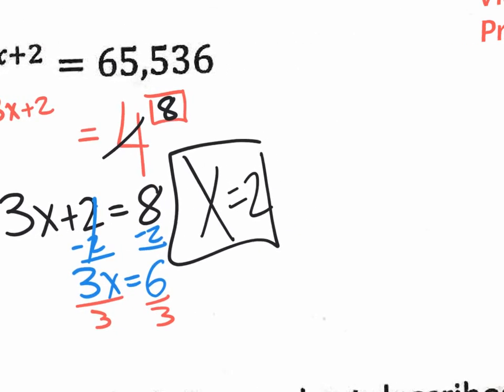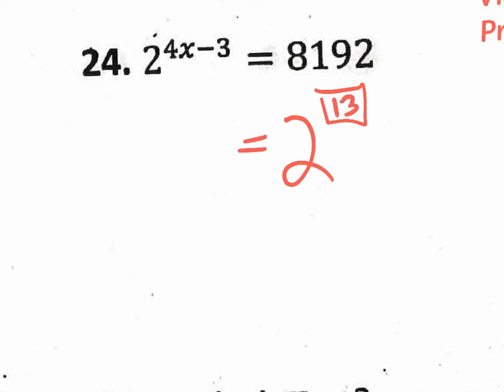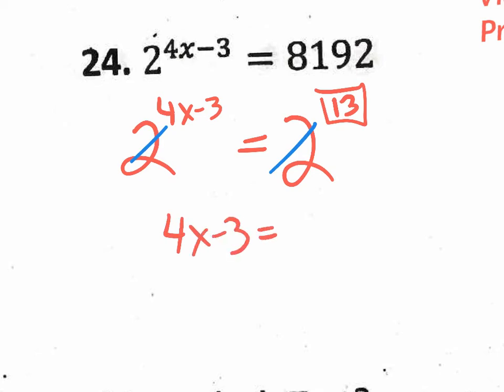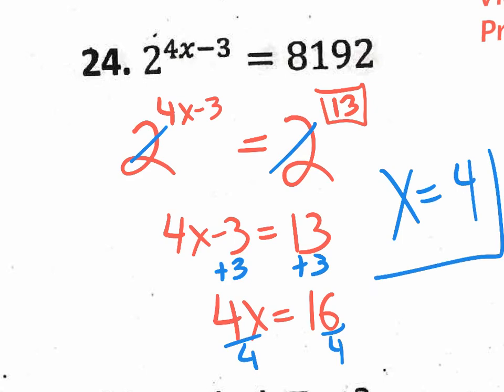Let's try the last one, number 24. 2 to what power? 13. 13? Okay, you guys have the calculators. So 13 equals 2 to the 4x minus 3. Of course, you're able to scratch out the 2's and create your new equation that says 4x minus 3 equals 13. And then you could solve it by adding 3. You're going to have 4x equals 16, which means x equals, when you divide both sides by 4, 16 divided by 4 is 4.